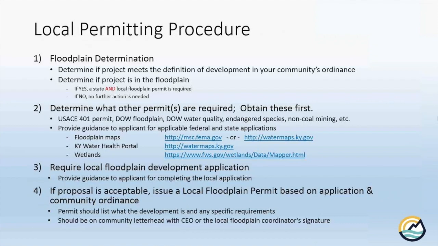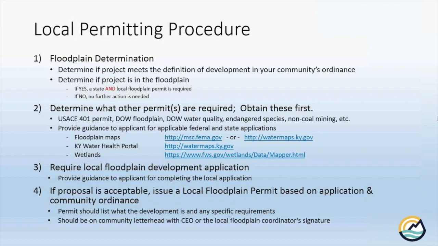So I get this question a lot: okay, how am I supposed to issue a permit? What am I supposed to do? So I put together a quick slide to kind of walk you through it. Step one we've already talked about is the floodplain determination. Is it development, and is it in the floodplain? If it is, state and local floodplain permits are required. We see this all the time where people will come and get the state permit and then will run off and start. No, the local permit is also required. If you don't have it, you're developing without a permit.